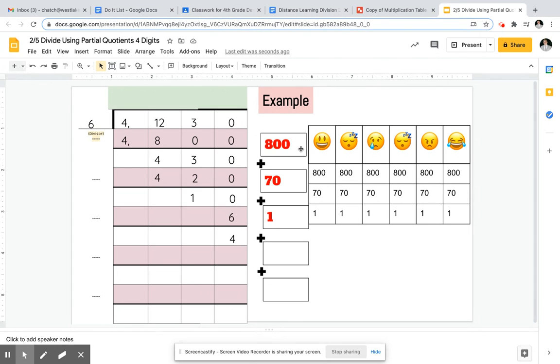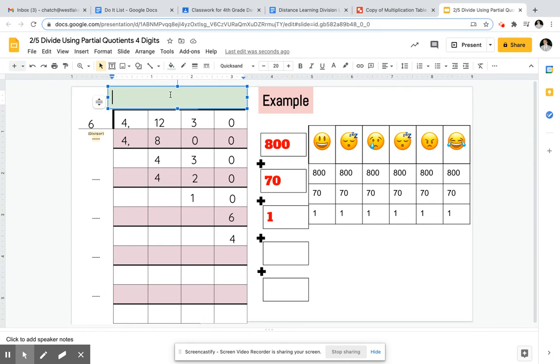So I'm going to add up my partial quotients. 800 plus 70 plus 1 would be 871. So we're going to go ahead and write our answer on this green section here. 871, remainder 4.